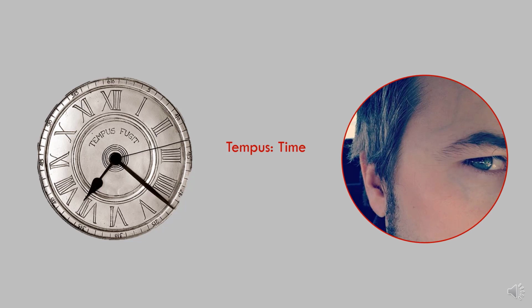Hello, welcome students. You are looking at a timepiece. There is something written on it, tempus. The meaning of tempus is time. In the human body also there are some regions which tell about the time of the person or age of the person. Look at this picture.